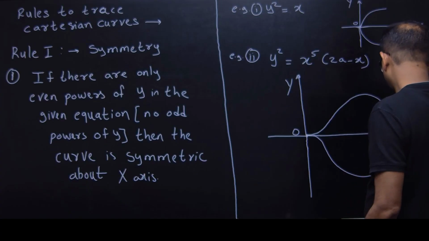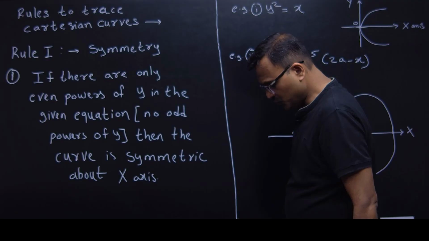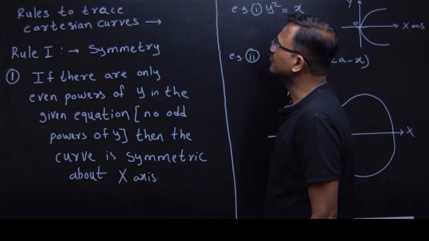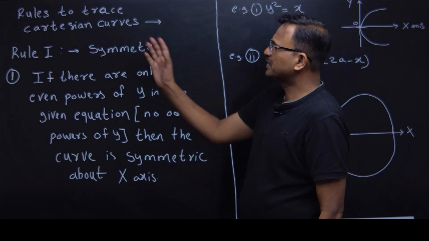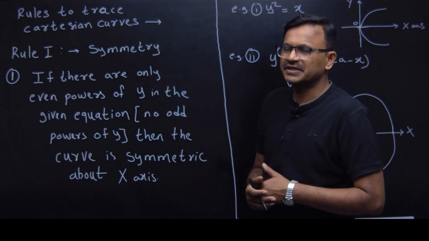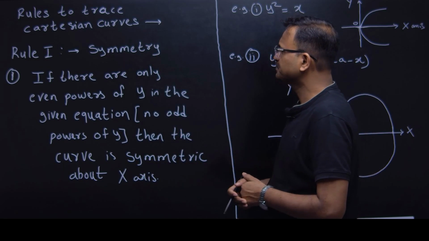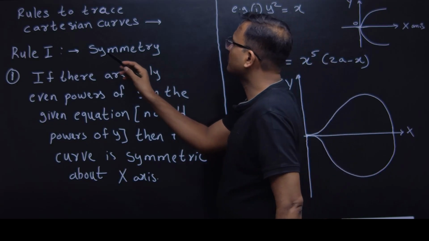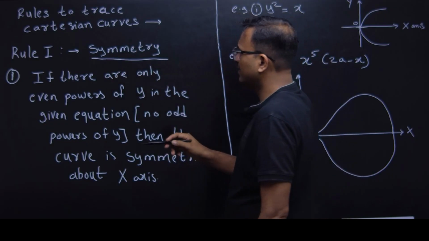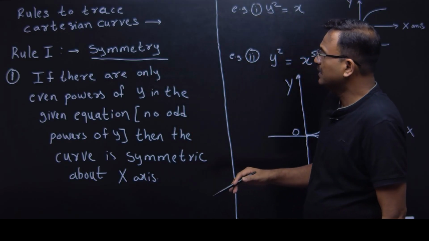And now we'll see the rules to trace the curve. So we'll discuss the rules to trace the Cartesian curve, the equation which is in terms of x and y. Now the first rule is about symmetry. Rule 1 is for symmetry.